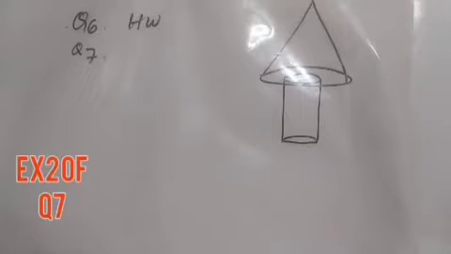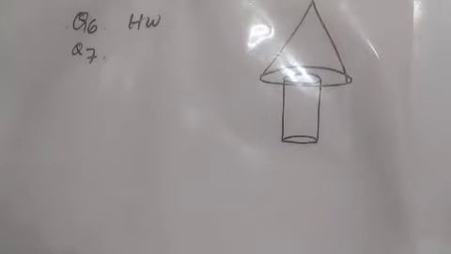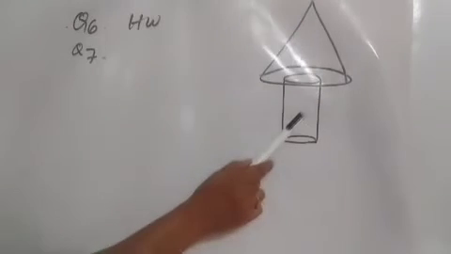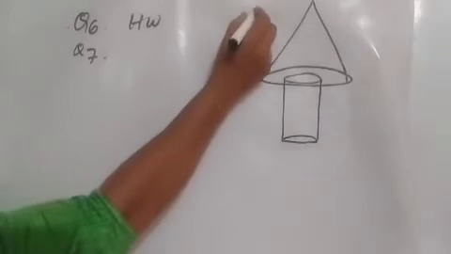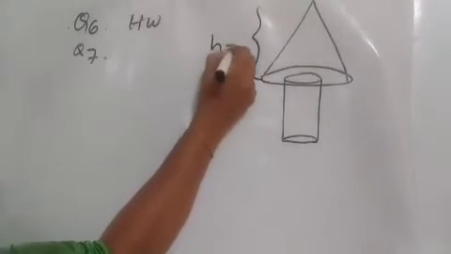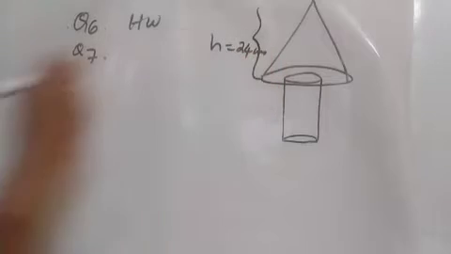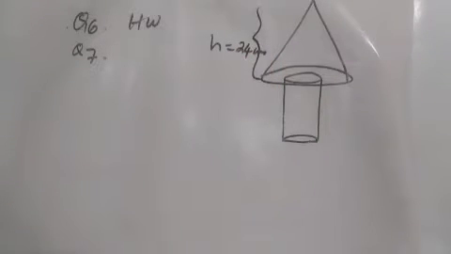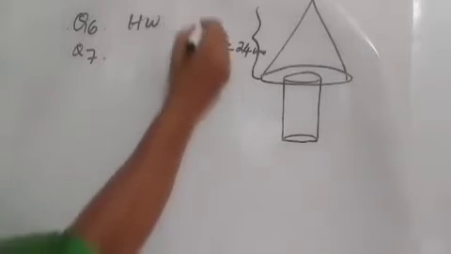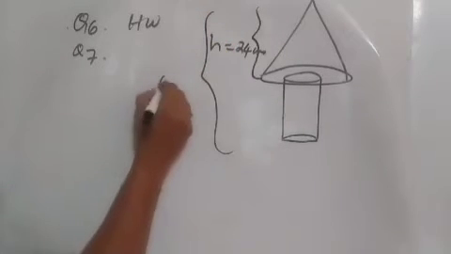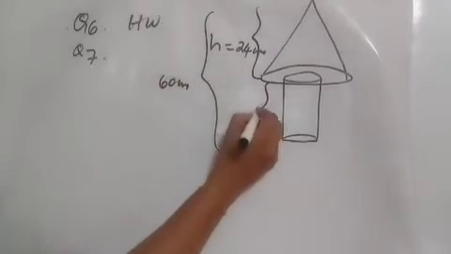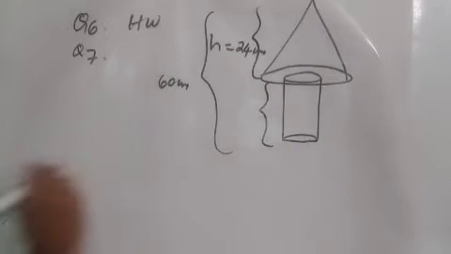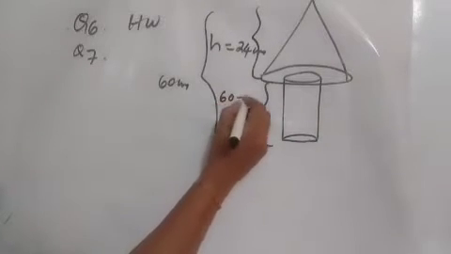Homework question 7. There is a toy in the shape of a cone mounted on a cylinder, as shown in the figure. If the height of the cone is 24 centimeter, and the total height of the toy is 60 centimeter, so can you say what is the height of the cylinder alone?